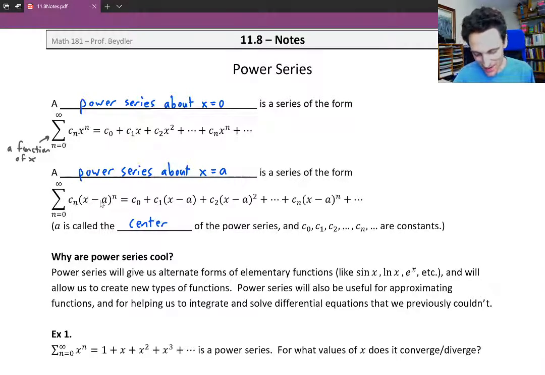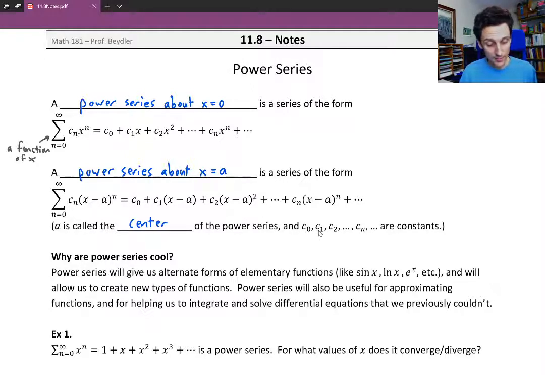So what this looks like is c sub 0 plus c sub 1 times x minus a plus c sub 2 times x minus a squared, and so on. So here it's a slightly different center. We'll see why we're using the term center, but a here is what's called the center of the power series. It's going to represent the center of convergence of the values of x for which the series converges.